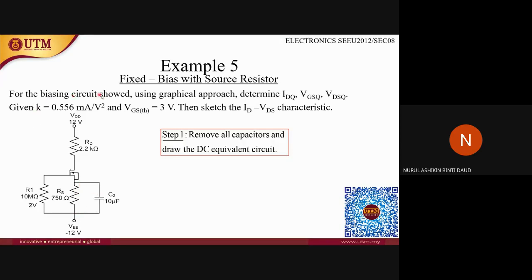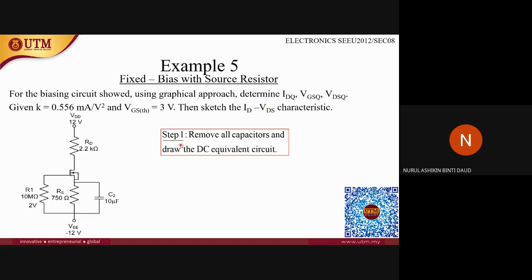So for the biasing circuit shown, using the graphical approach, it's mentioned you have to use the graphical approach. Determine the value of drain current at the Q point, the value of potential drop between gate and source at the Q point, and the potential drop between drain and source at the Q point. It's given that the value of K is 0.556 milliamps over voltage squared, and the threshold voltage is 3 volts. Then sketch the ID and VDS characteristics.